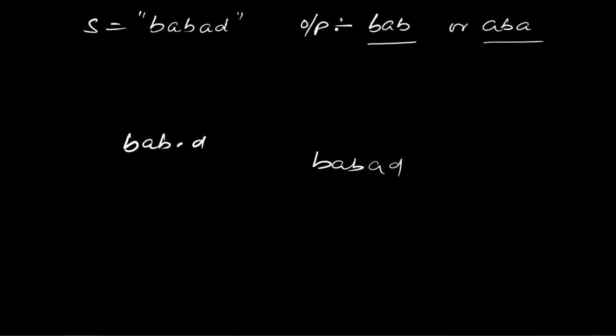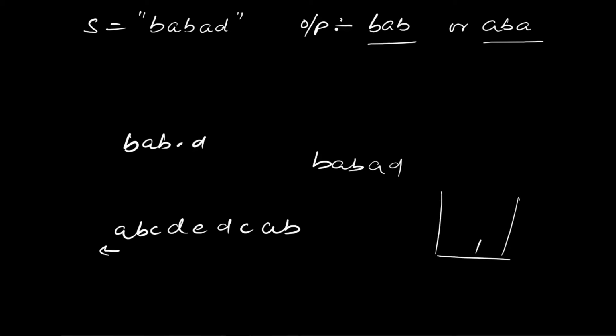Let's say it is A, B, C, D, E, D, C, A, B. Okay, so for instance, we are at index 0. If we try to move to the left side, we will not be able to move. So the length of this substring, which is also a palindrome, is 1. Okay, so for now the result will be 1.